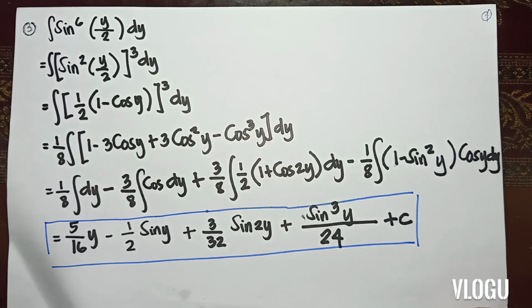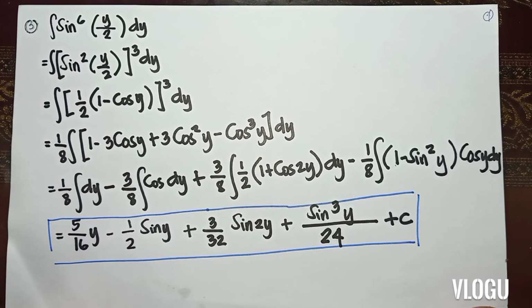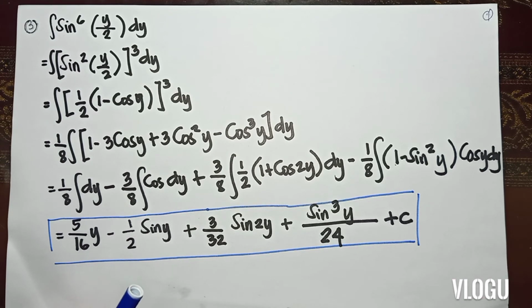Okay, the next example, we have number 3: the integral of sine to the 6th of y over 2 dy. Okay, for the rule for an even exponent, what are we going to do if we have an even exponent? It states that if m or n is an even integer, use identities.